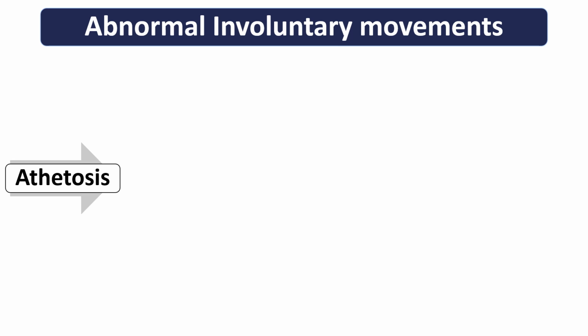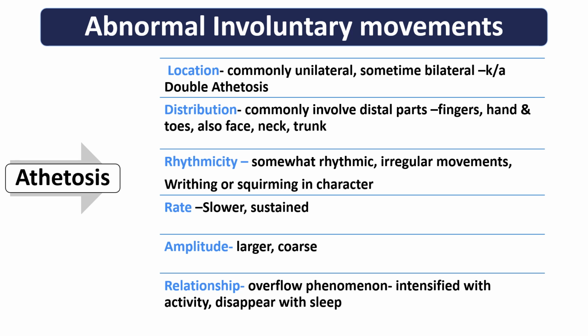Now athetosis. To describe athetosis, we can say it is a slower, more sustained, large amplitude and irregular coarse movement. According to location, it is generally unilateral, but sometimes bilateral. We label it as double athetosis. Its distribution commonly involves the distal parts, fingers, hands and toes generally involved, but sometimes face, neck, trunk can also be involved. And it is a somewhat rhythmic, irregular movement, writhing and squirming in character.